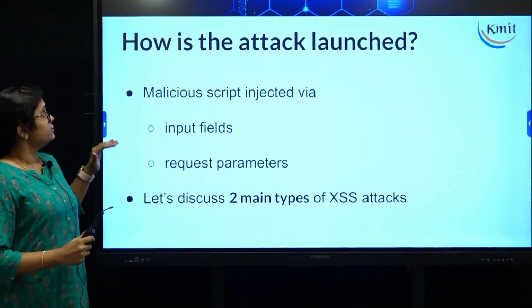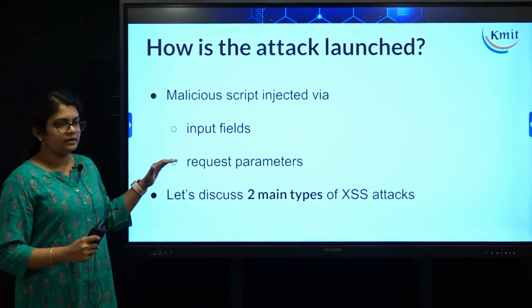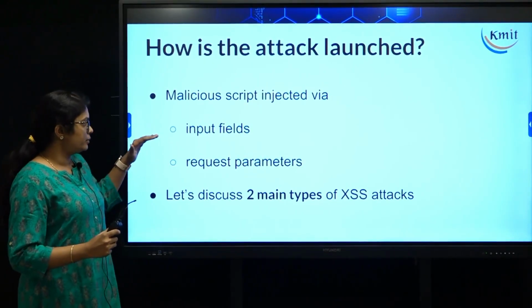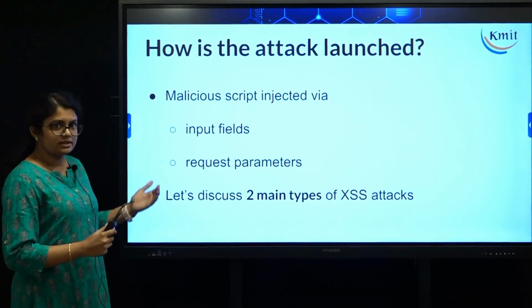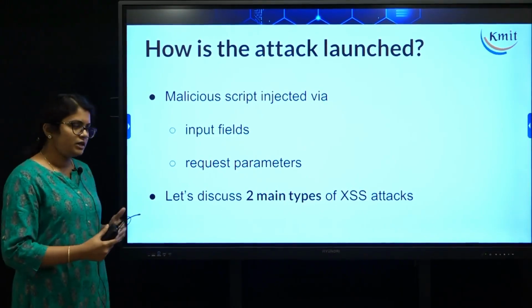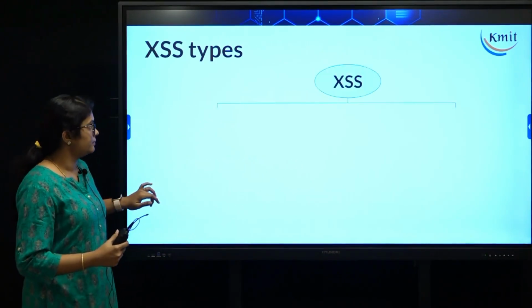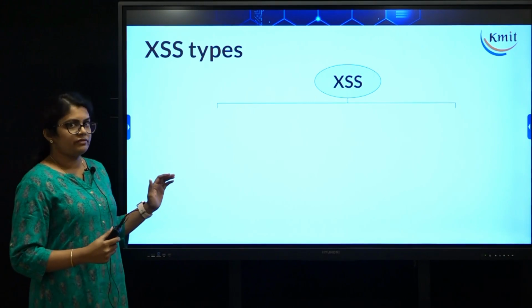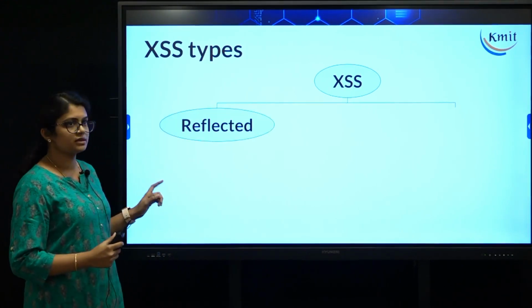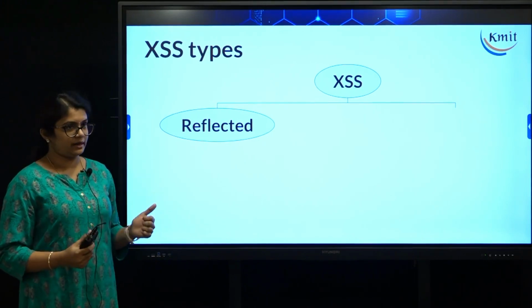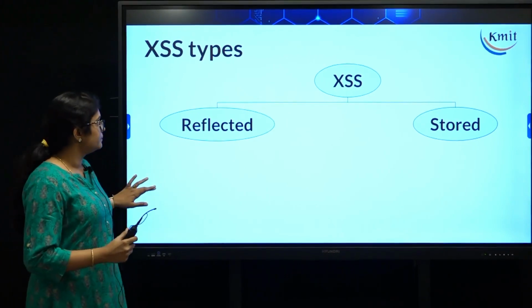So in essence, how is the attack launched? A malicious script is created by the hacker and he is going to inject it through the input fields or request parameters since they are not sanitized. And how does he make it possible? Let's discuss that in the two main types of XSS attacks. XSS attacks are broadly classified into two main categories. The first is called reflected XSS attack, and the second is a stored XSS attack.